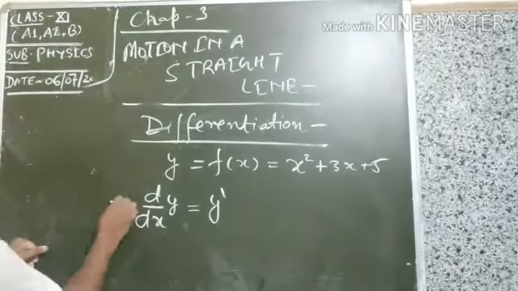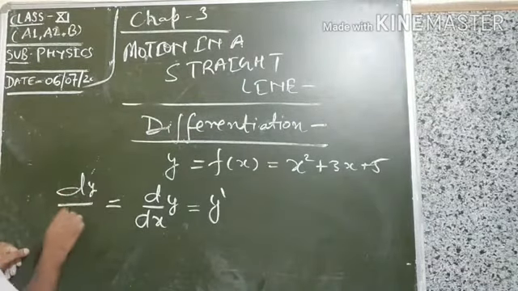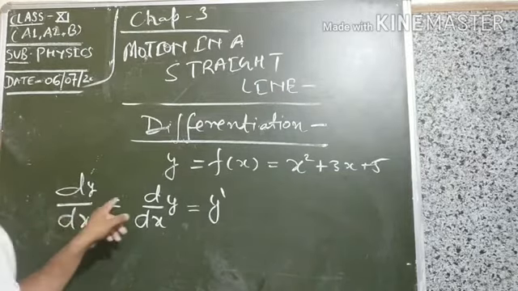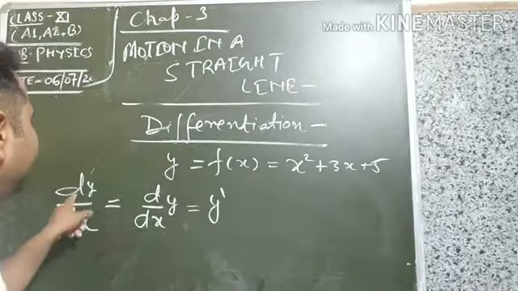Also you can write it as dy by dx, or d by dx of y. But what is the method to read this? d by dx of y.